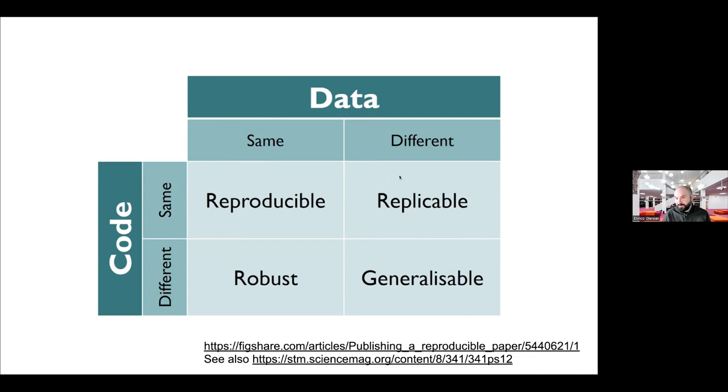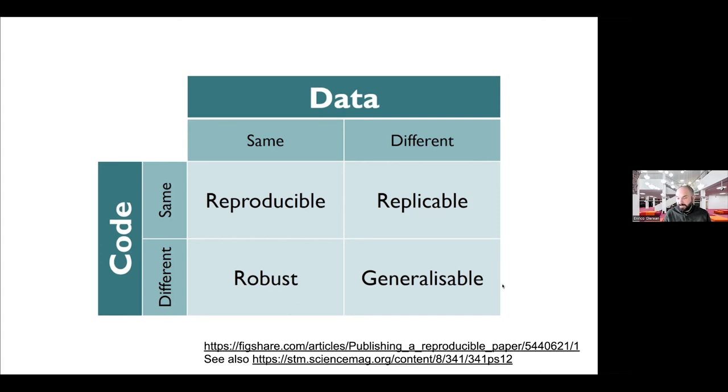Then things get more interesting when you have different data, like a second data set that you kept as a test data set, and you use the same code. Then you know that what you find is replicable: on another data set you still get the same finding. This is quite good because maybe there is some truth in what you found. They also define robust, when the same data go through a different method and you still get the same finding. This is also very good because it means there is no bias from the specific method you're using; other methods are still able to find the phenomenon.